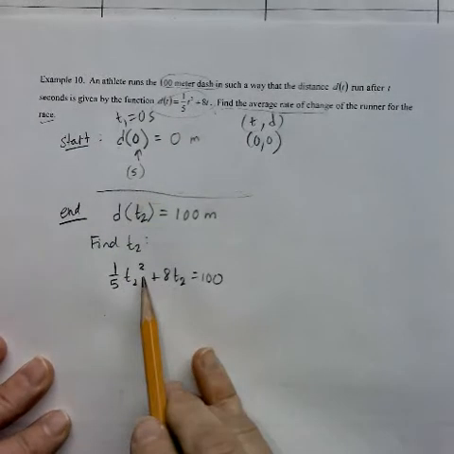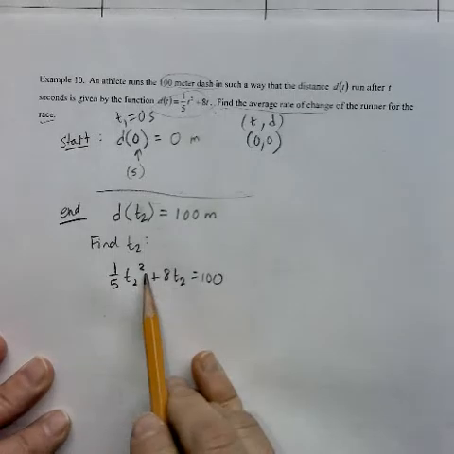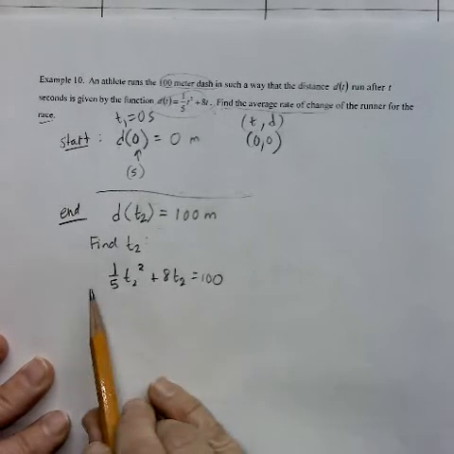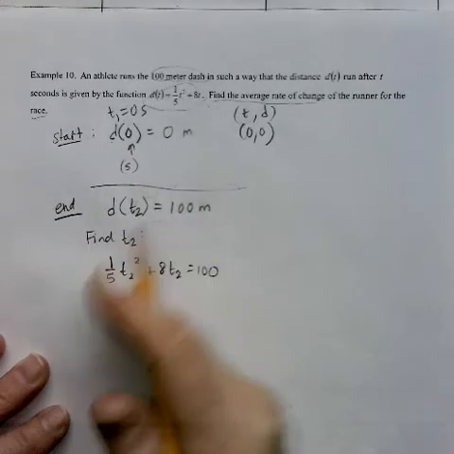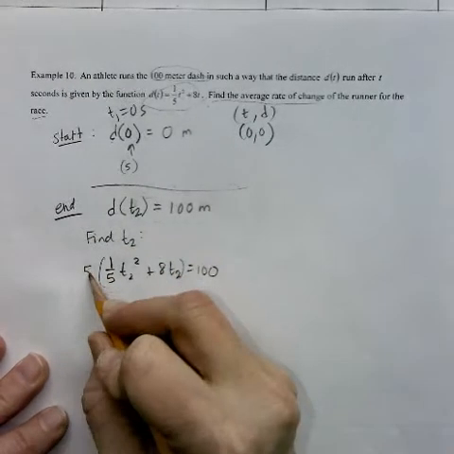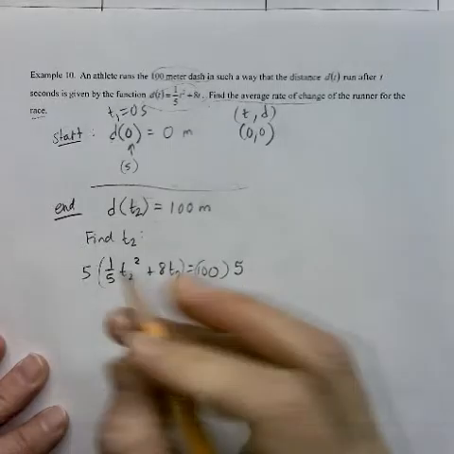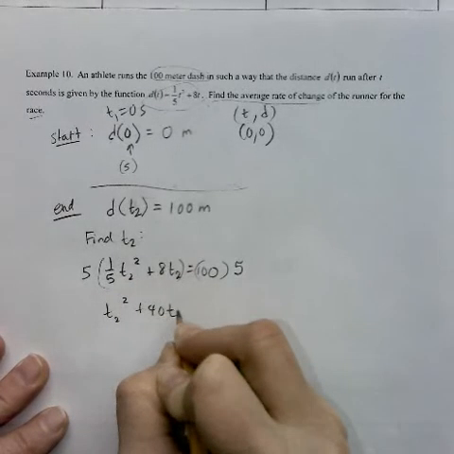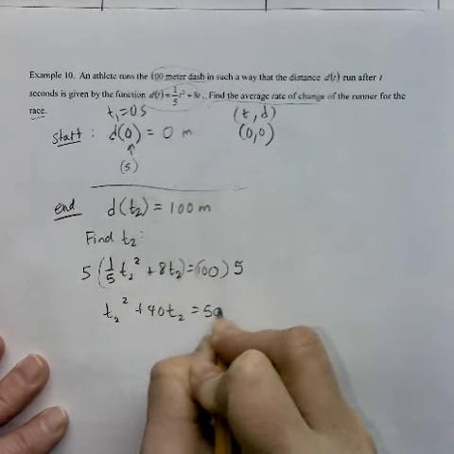We're going to move everything to one side, but before we do that, let's get rid of that 5, because I don't want to have any fractions. Even if I have to use the quadratic formula, I don't want to plug fractions in. So I'll take everything times 5 to get rid of that 1/5. So I've got T2 squared plus 40 T2 is 500. Now move everything to one side.